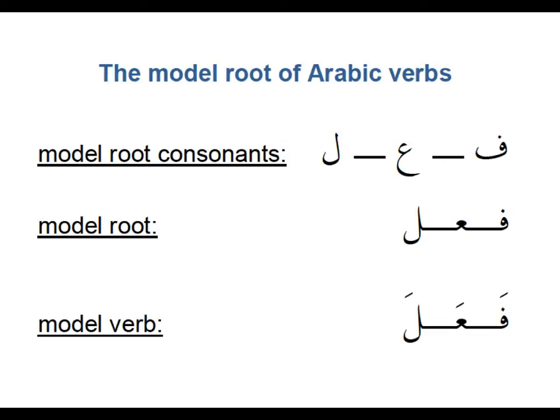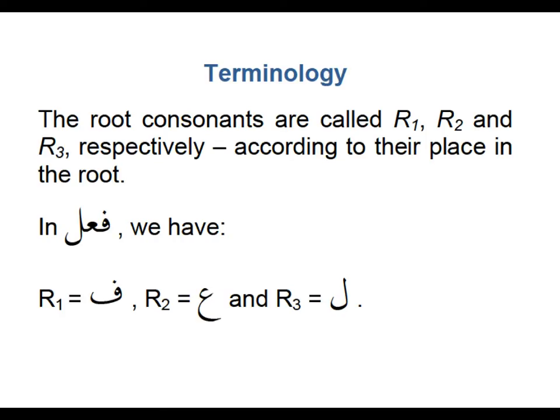By convention, the three consonants of the model root are fa, ain and lam. The root does not have any vowels. If we add the vowels, we get the verb fa'ala, which is used as a model for conjugation patterns. Think of it as an abstract model at this stage. For efficient communication, you should know that the root consonants are called R1, R2 and R3.